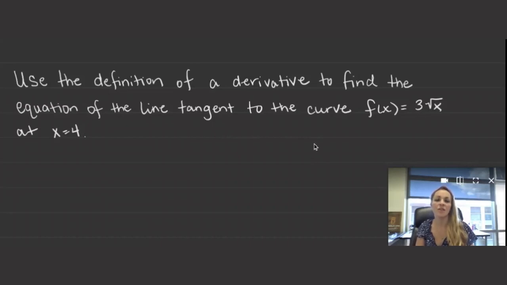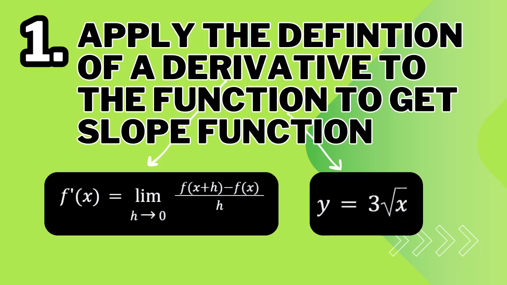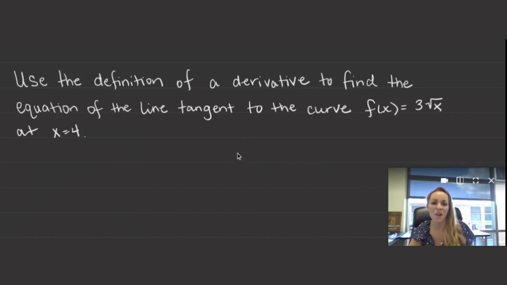Use the definition of a derivative to find the equation of the line tangent to the curve f of x equals 3 times the square root of x at x equals 4. Step 1. Apply the definition of a derivative to the function to get the slope function. For reference, I'm going to write the definition of a derivative right here.